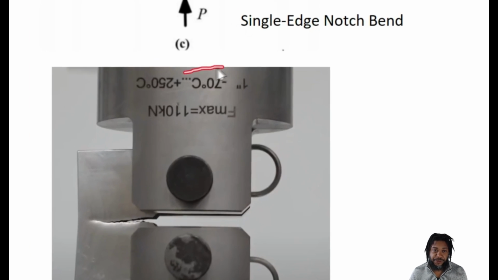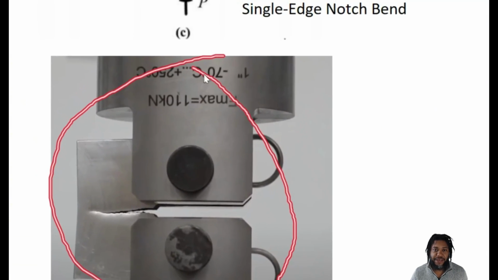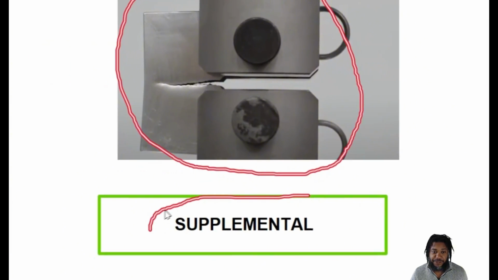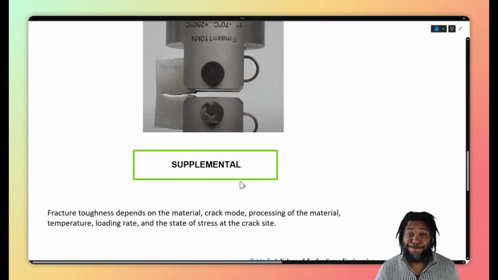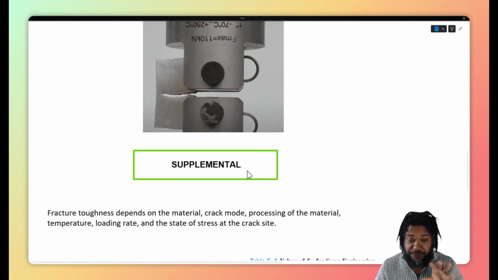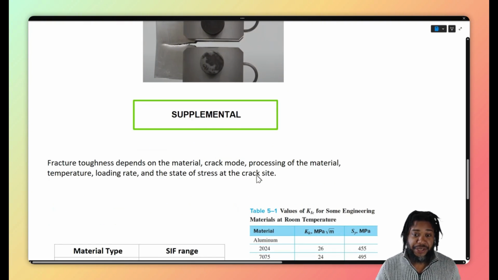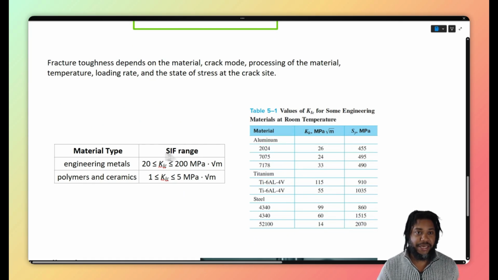Now, more details and a cool video about how that process works can be found in the supplemental playlist for this video series. So now that we know how to get to the fracture toughness property, well, what does the property look like?